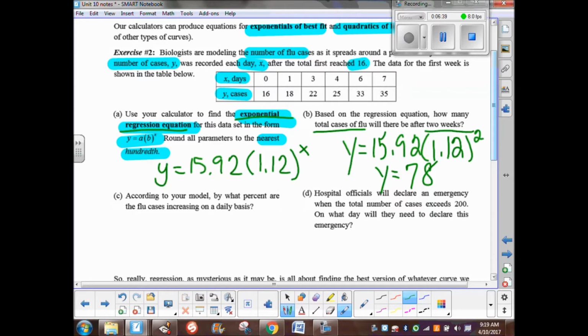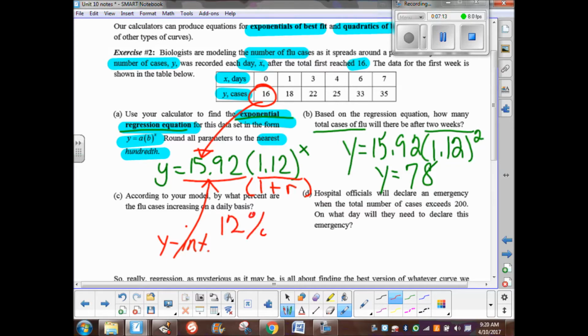So go back to what we know about exponential growth. Okay, that's our y-intercept, or where we begin. Does that fit with our data? When did they start recording how many flu cases there were? When there were 16 cases. Does that come pretty darn close to our model? Sure does. Now, when you remember about exponential growth, it's always 1 plus the rate. So what is the rate? 12%. Okay. So the number of cases of the flu increases 12% per day.